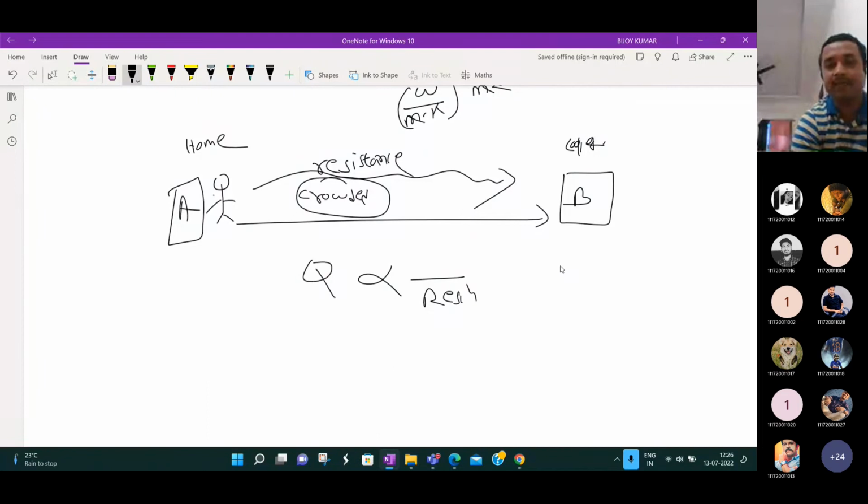The same thing is happening through IR current. If the resistance is more, the current will flow at less rate, or the heat will flow at less rate. If the resistance is less, the heat will flow more. It is inversely proportional.